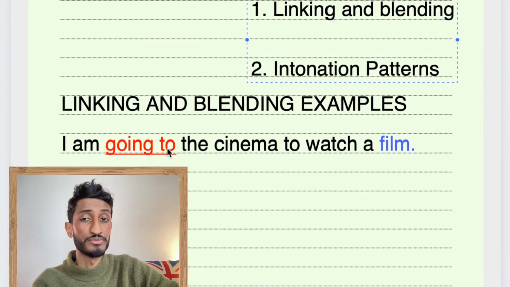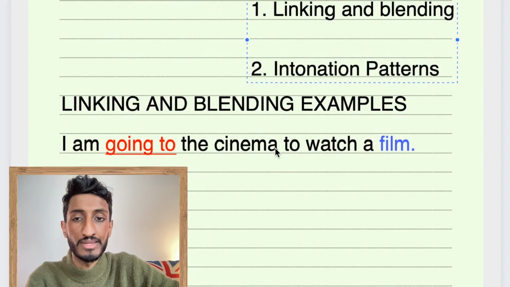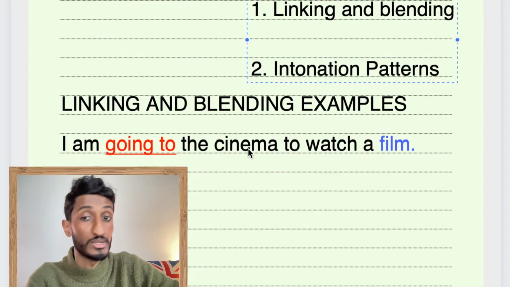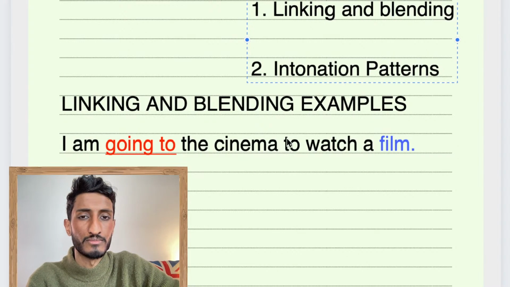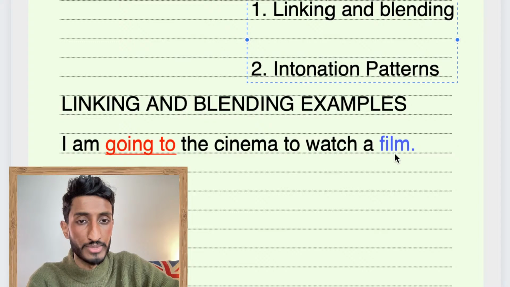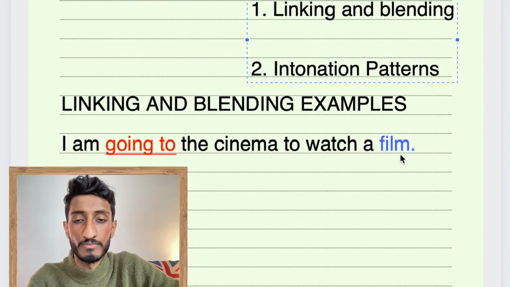Okay, so going to. I am going to the cinema. Not "cinema" with a strong ending, it's a schwa sound at the end. Cinema. To watch a film. Please don't pronounce the L in film. It's not "film" with a clear L, it's "fim".